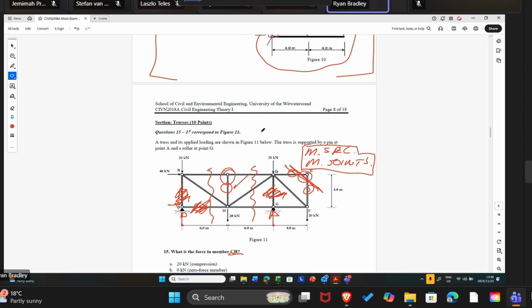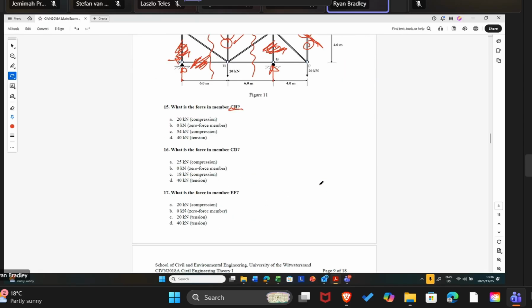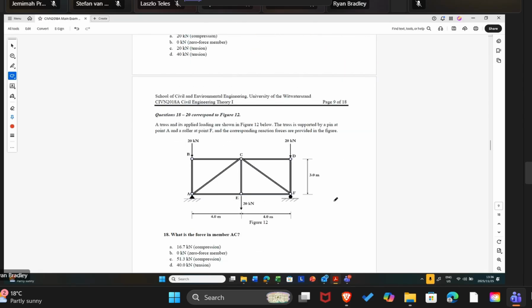But before you even start, it's worthwhile looking at the problem to see which members you know are zero force members. Clearly here in this problem, what do we know? Let's look at this member over here. This member is not a zero force member. If there was no force applied here, that would be a zero force member. This is a tension force. This must balance with that. This here is clearly 20 kilonewtons tension.